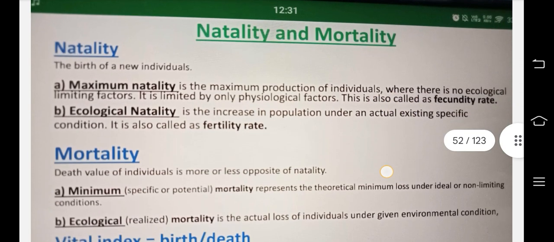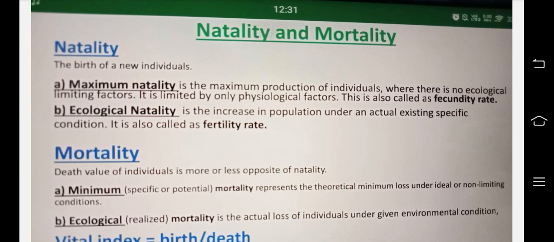Natality and mortality. Maximum natality is the maximum production of individuals where there is no ecological limiting factor. This is also known as the fecundity rate. Ecological natality is the production under the actual existing specific conditions, where some limiting factors must be present. It is also called the fertility rate.